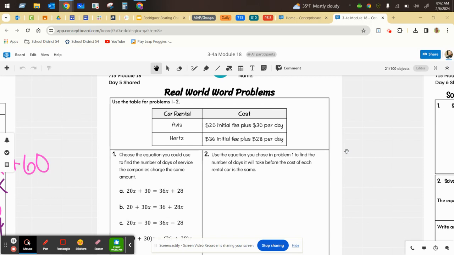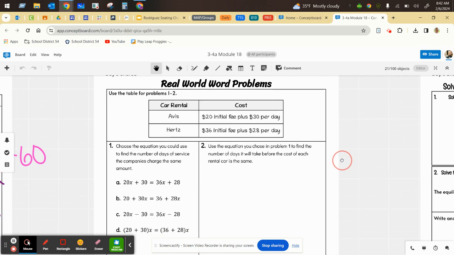So we are on day 5. I'm going to go through it with you, so follow along with me and jot down the notes as I do them, and then you can move on to your independent.